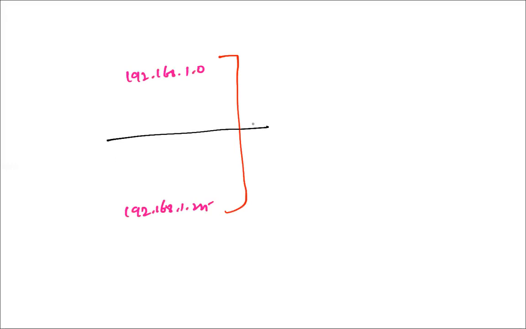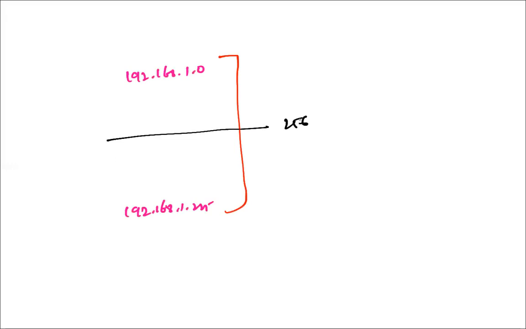We'll start with class B. Let me recall what we did in the last class, just a couple of minutes. We took a network 192.168.1.0 and 192.168.1.255. So this is a network, and this network we divided into two initially.